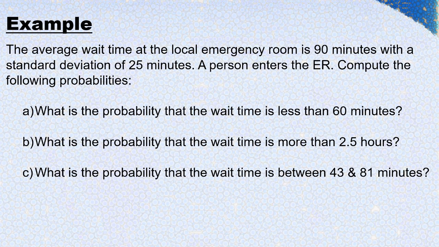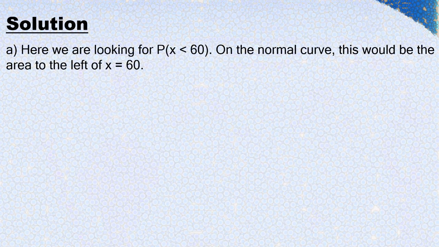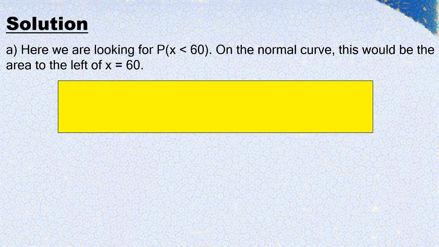Let's start with the first one. Okay, wait time less than 60 minutes. So our x here is 60. So we're looking for the probability that x, the time, is less than 60. On the normal curve, this would be area to the left. Less than gives you area to the left. So we're going to take that 60 and we're going to convert it to a z-score.